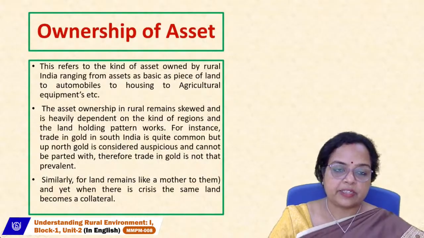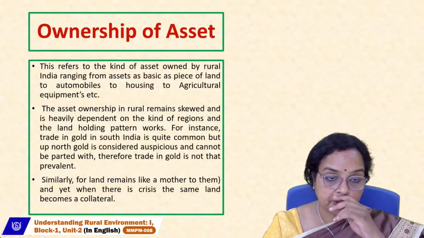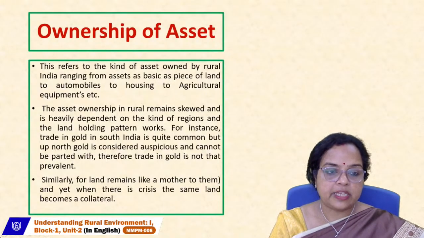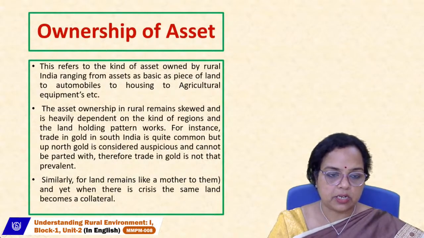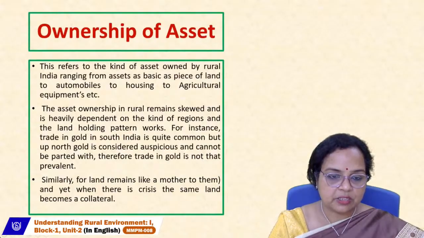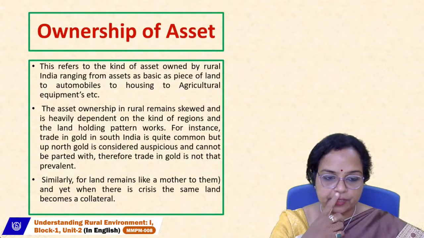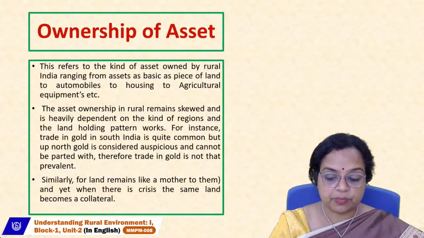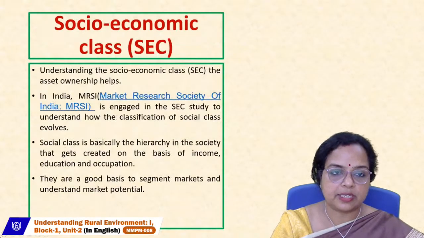Achha, the last critical factor is ownership of assets. This refers to how they own assets. Asset ownership in rural areas remains skewed. It is heavily dependent on the kind of region and the landholding pattern they work with. They consider land as their mother and usually believe in investing in land. After land, in South India, if you visit and observe, their behavior is to invest more in gold because they consider gold auspicious and cannot be parted with. Similarly, in other states, they have different ownership and different behavior towards owning an asset.